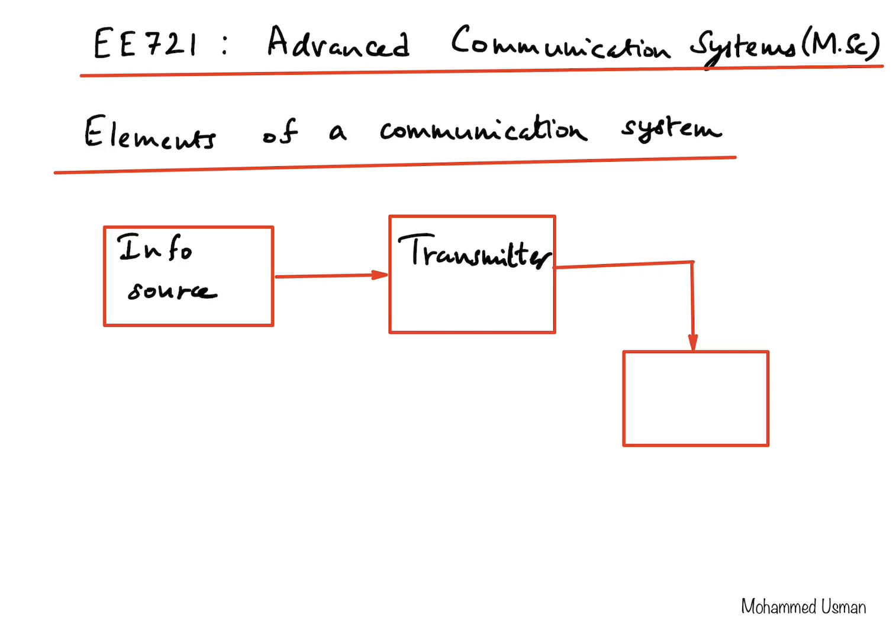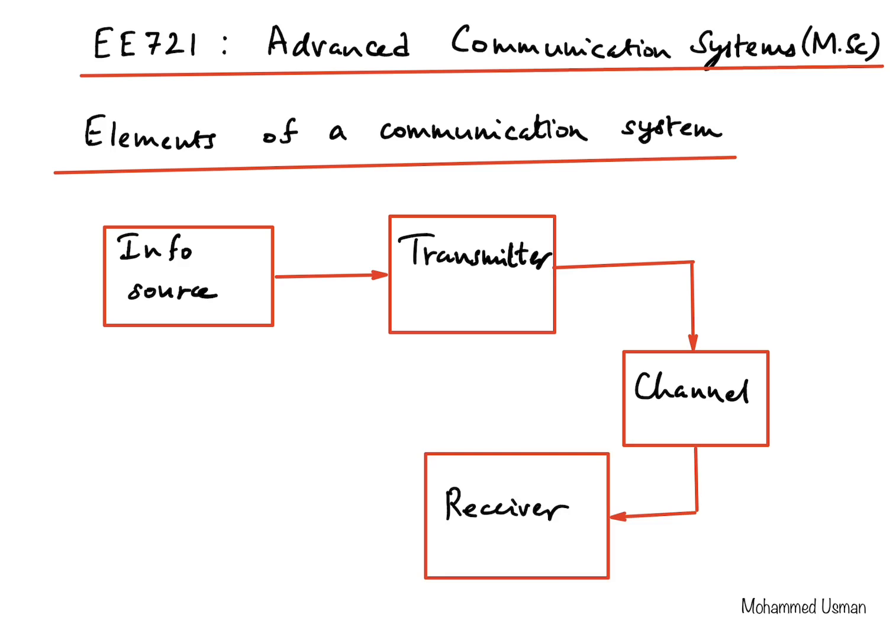So our next block is the medium of propagation through which the signal that we transmit from the transmitter will pass through to reach the destination, which is called the receiver.